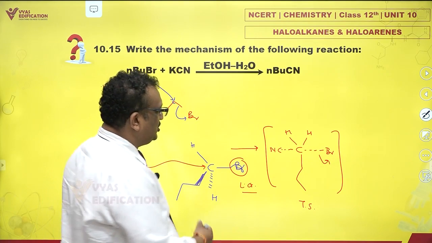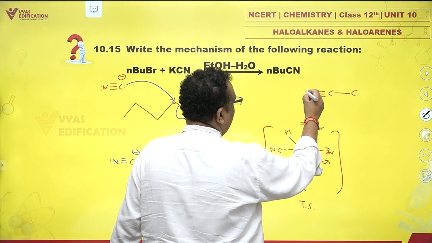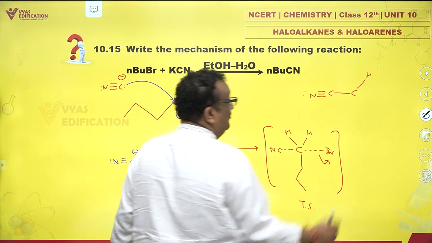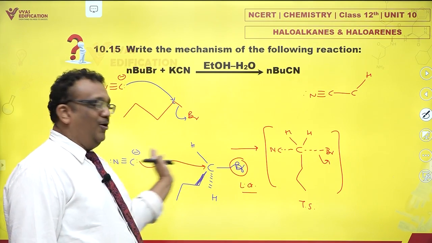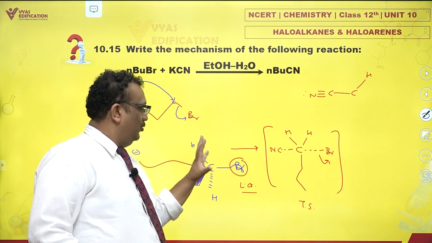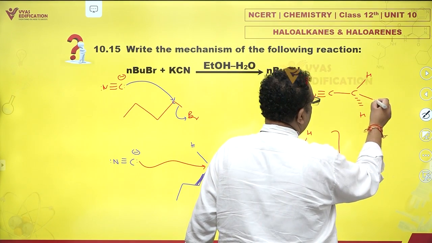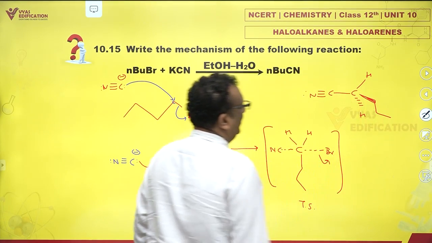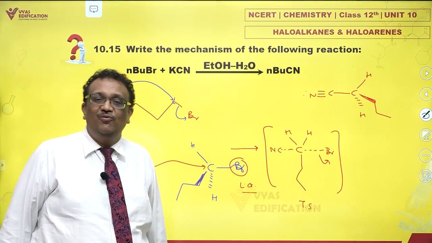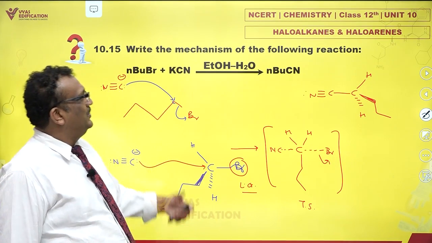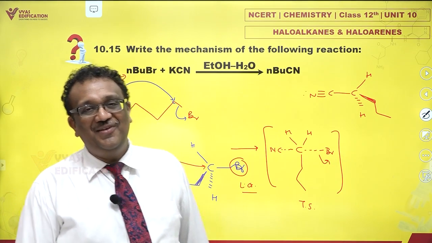Once bromide is pushed out, cyanide settles nicely. You have CN like this. There is inversion of configuration. This H goes on this side. Whatever is on this side goes to that side. So I have H, and I would have the propyl group like this. Honestly, this is not chiral, so inversion of configuration has no significant meaning here. But nonetheless, with all the details, this is the mechanism of the reaction.